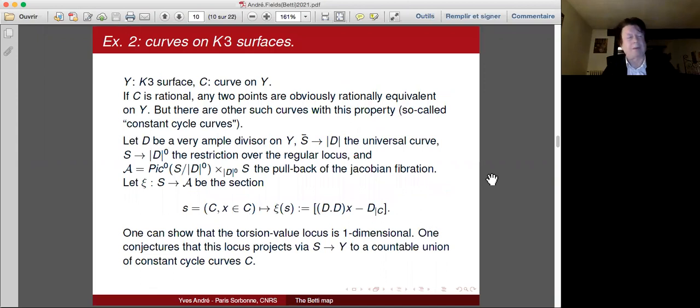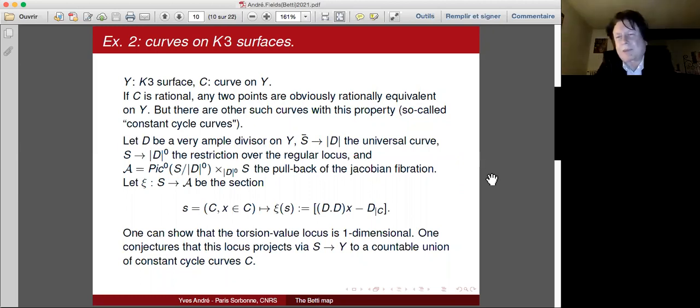Another example: K3 surfaces and curves on K3 surfaces. The classical topic is the topic of rational curves on K3 surfaces. If a curve C is rational on a K3 surface Y, of course, any 2 points are rationally equivalent on Y. But there are other curves C which have this property. They are a little bit mysterious, and they are called constant cycle curves.